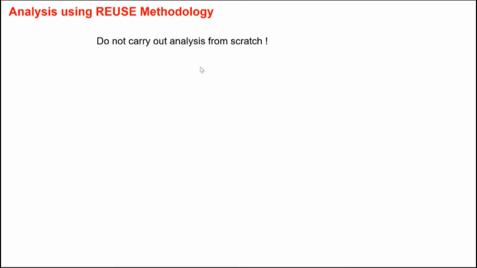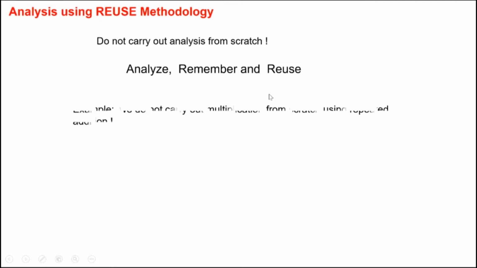Things like that happen. On the other hand, the idea is, don't analyze things from scratch. What you do is analyze, remember, and reuse. There are results or circuits that you've analyzed before, and you remember the results of those particular circuits, and you reuse them at different places. Now, this principle of analyze, remember, and reuse, you've all used before.